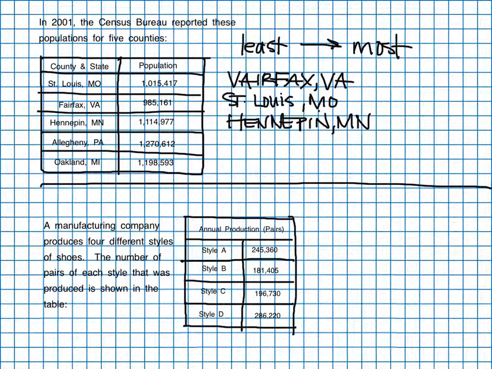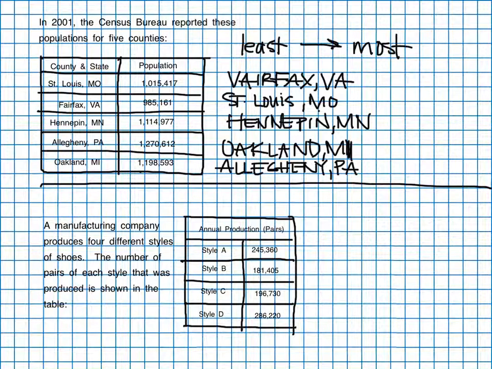The next one in line is going to be Oakland, Michigan. And I honestly have no idea where Oakland, Michigan is. I think Detroit's bigger than that. But that has a population of 1,198,593, which leaves our final county as Allegheny County in Pennsylvania. And I think that's where Pittsburgh is located, although I might be wrong. Pittsburgh might be bigger than 1 million, I don't know.